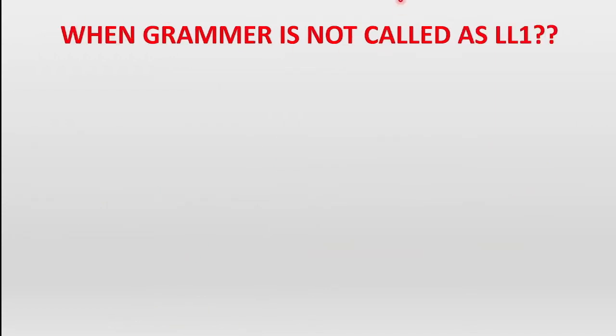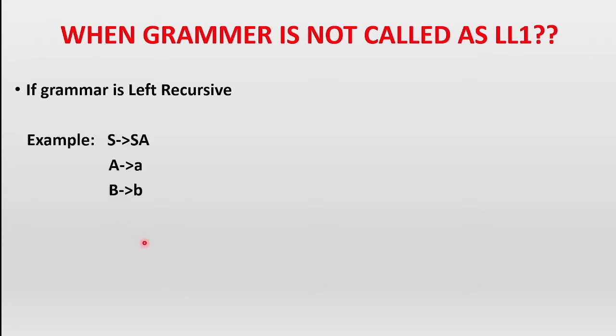Now we'll see when a grammar is not called LL1. Without solving, you can easily tell for any given grammar whether it is LL1 or not. You don't even have to solve it. We'll see that if the grammar is left recursive, it is not LL1. Now what is the meaning of left recursive? If the grammar is given in this style, it is left recursive. How many productions are there in this grammar? There are 3 productions: 1, 2 and 3.